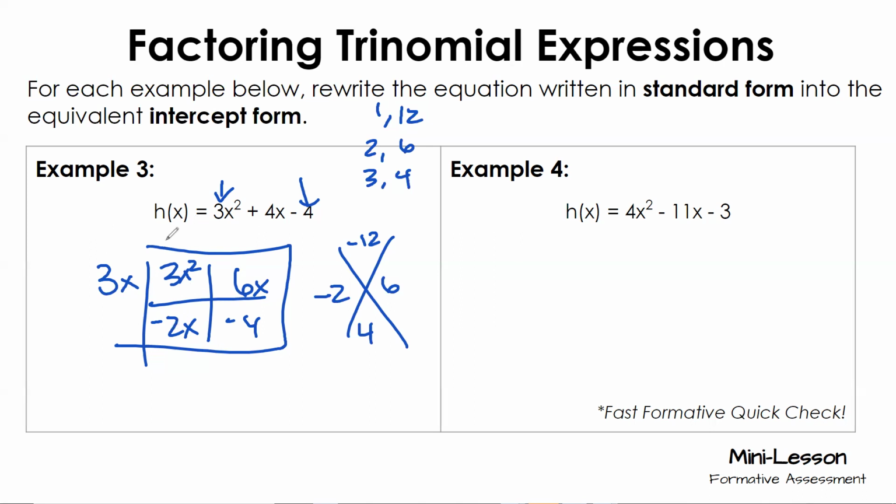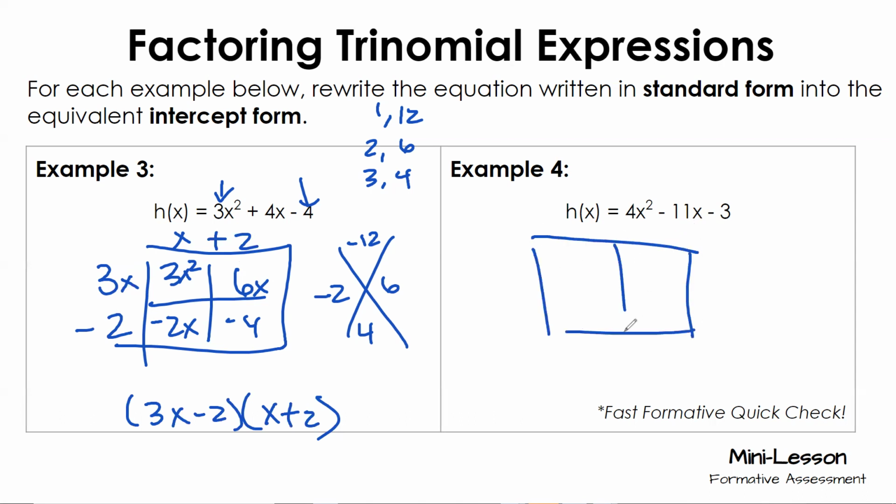Okay. So we've got 3x times what gives us 6x? What times 3x would give us 6x? 2. And then what times x would give us negative 2x? Negative 2. So our final answer is 3x minus 2 times x plus 2. Okay.